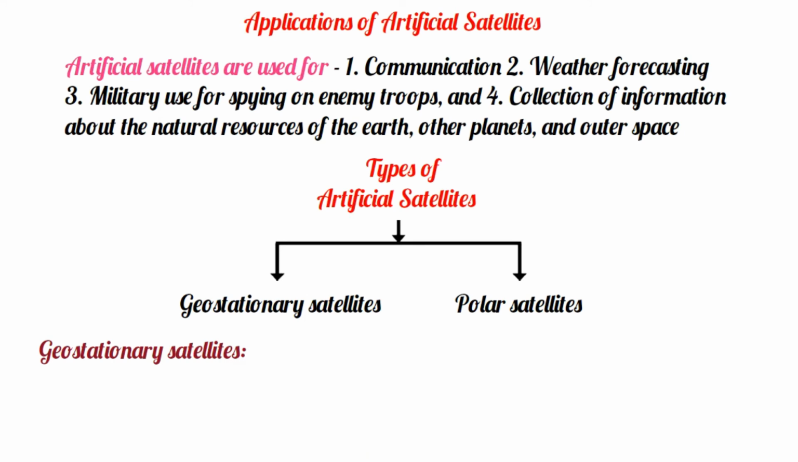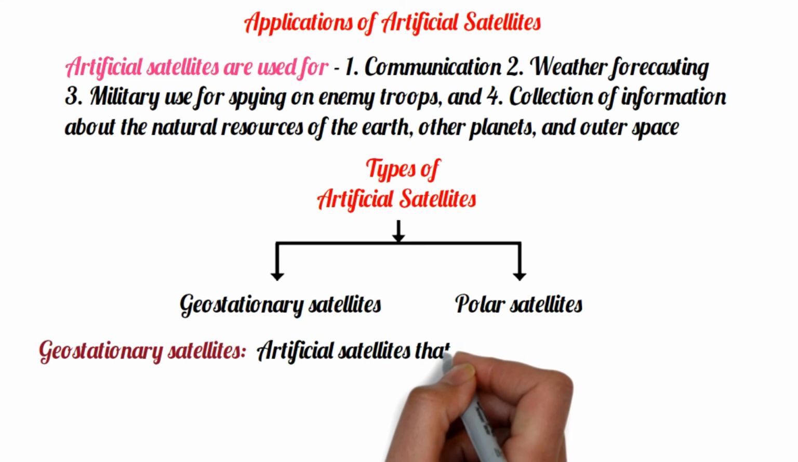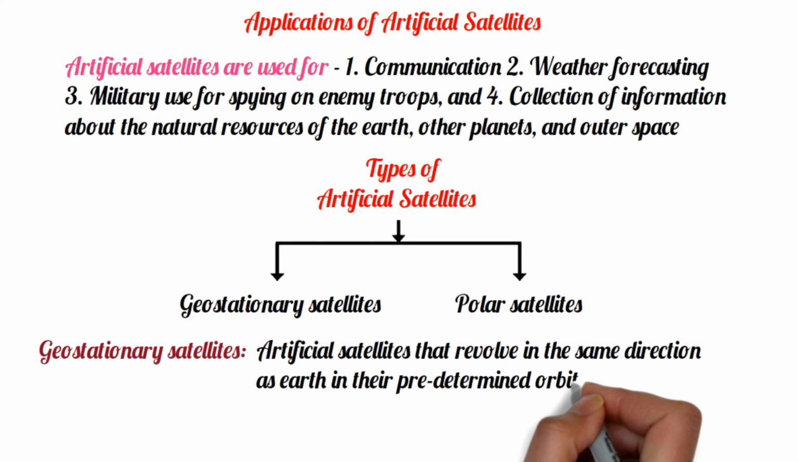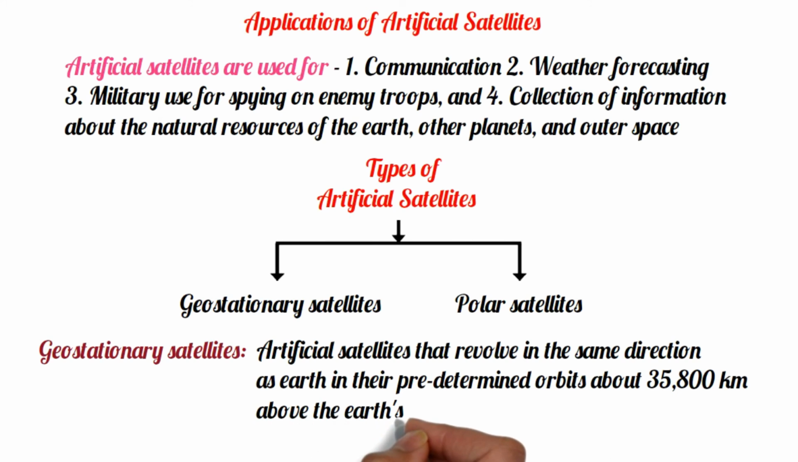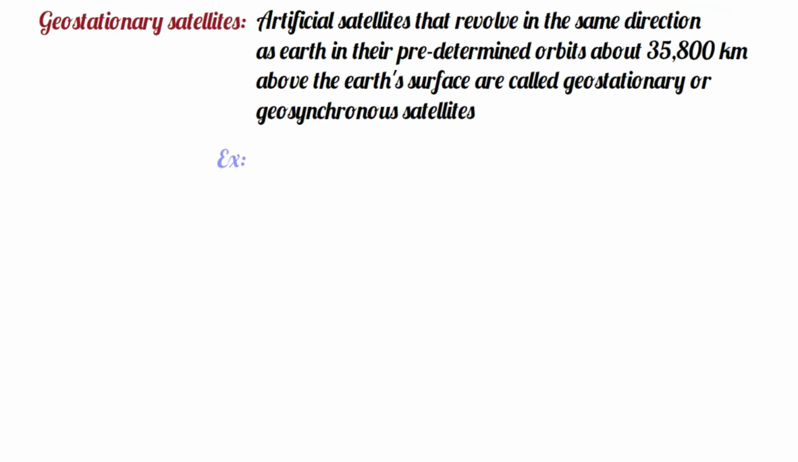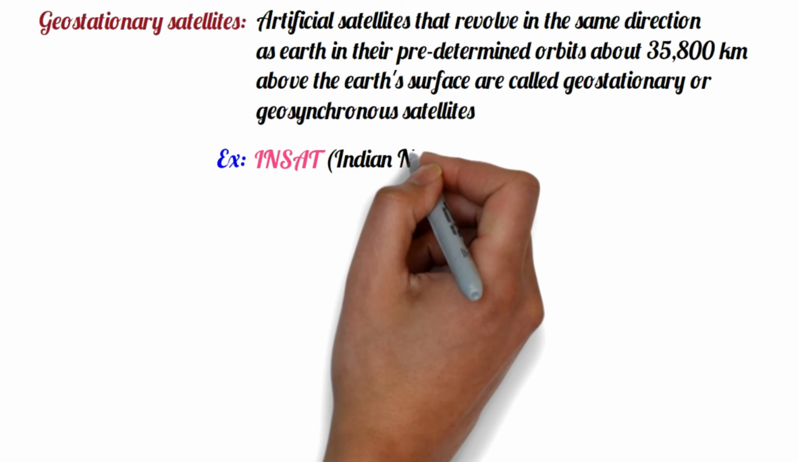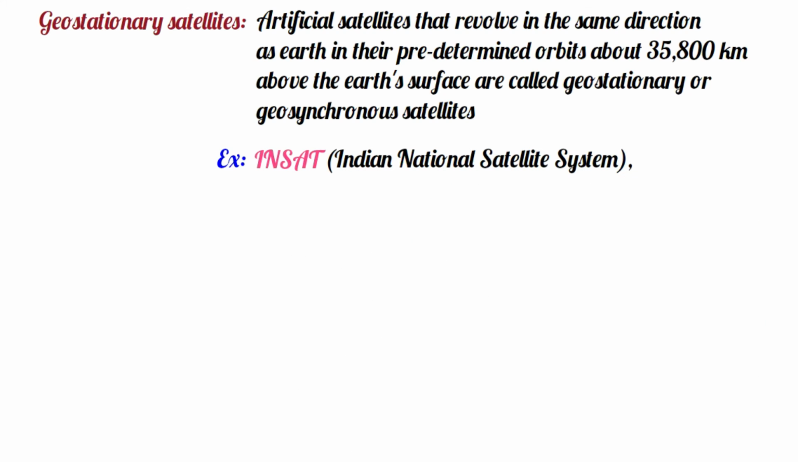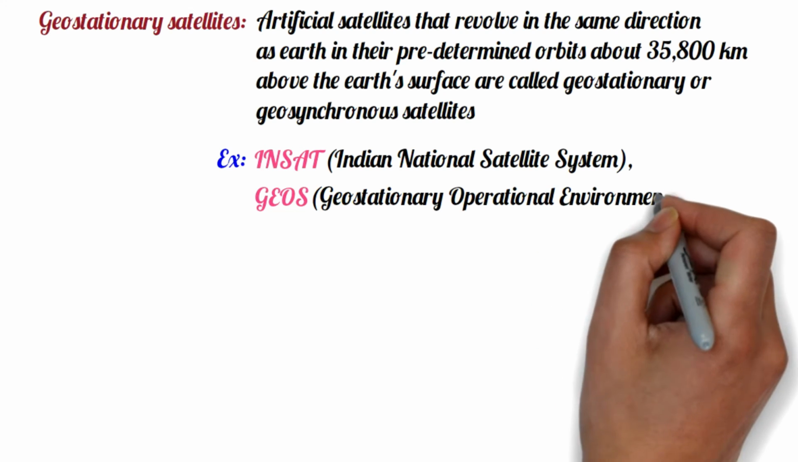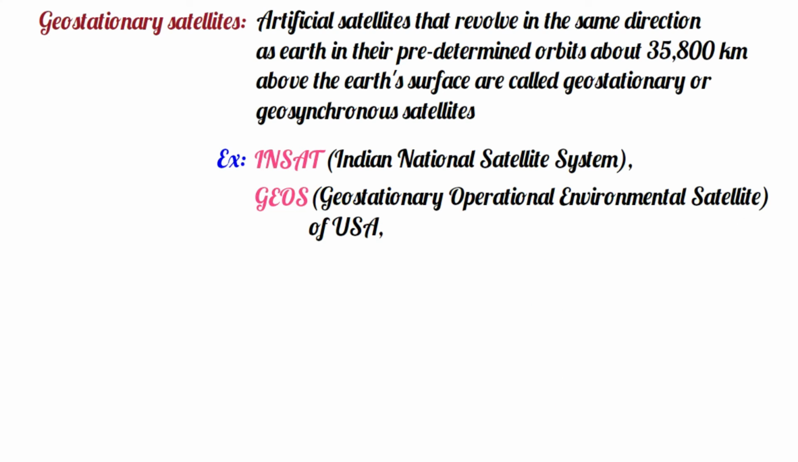Geostationary satellite. Artificial satellites that revolve in the same direction as Earth in their predetermined orbits, about 35,800 kilometers above the Earth's surface, are called geostationary or geosynchronous satellites. Some examples of such satellites are INSAT, or Indian National Satellite System; GOES, or Geostationary Operational Environmental Satellite of USA, Meteosat of Europe, etc.